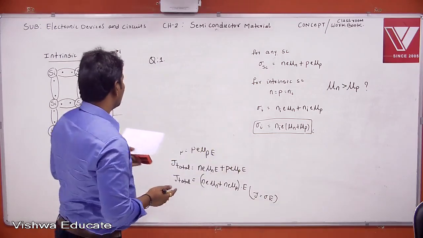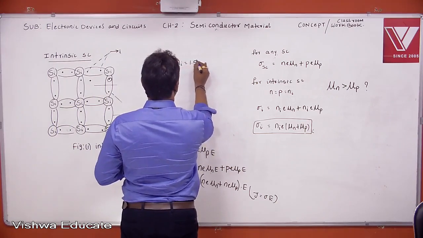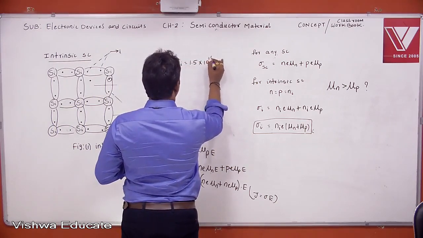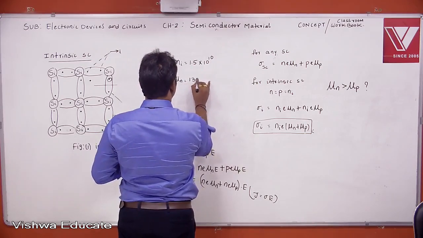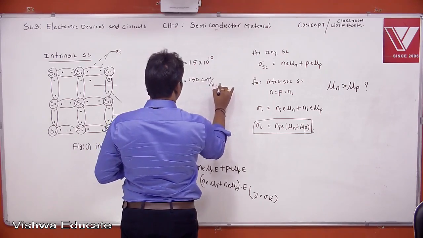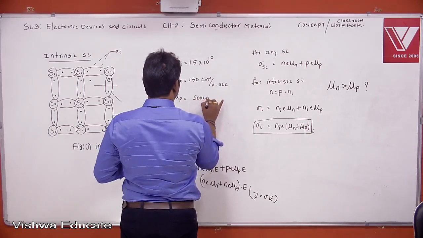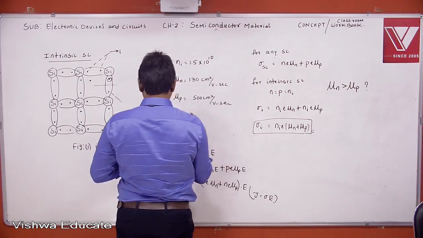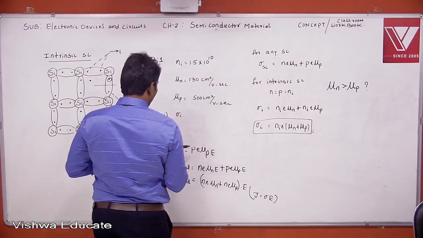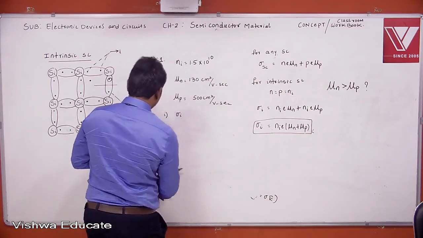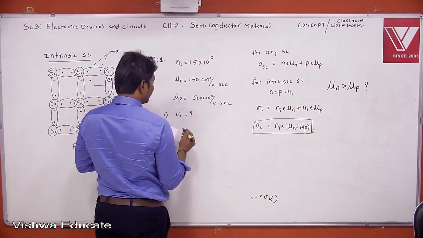Now, what is the given data here? The intrinsic concentration is 1.5 into 10 power 10. The mobility of the free electron is 1300 centimeter square per volt second, and mu p is 500 centimeter square per volt second. What do we want to calculate first? Conductivity. Conductivity of what? A pure silicon sample is an intrinsic sample, so it is the conductivity of an intrinsic semiconductor.